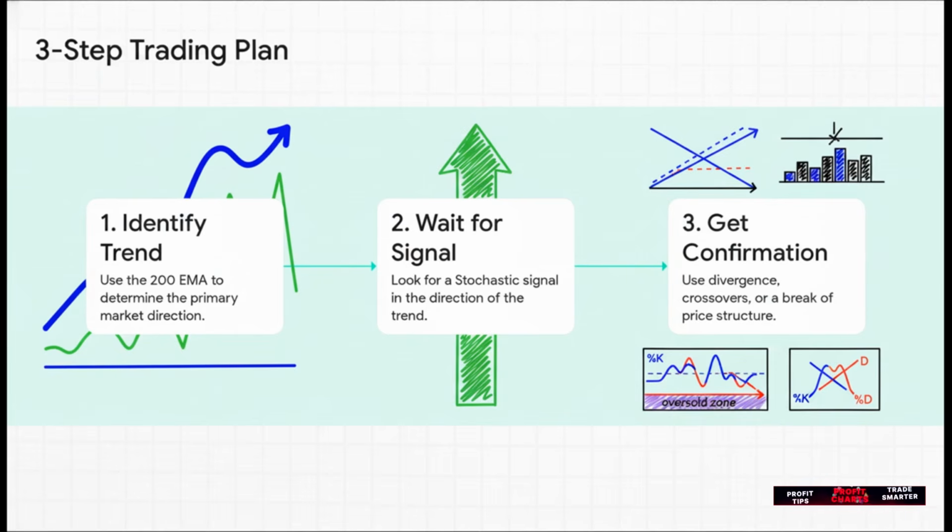Step 2, wait for the stochastics to give you a signal in the direction of that trend. So if we're in an uptrend, we're waiting for a pullback into that oversold zone. And step 3, you wait for confirmation. This could be a crossover of the lines, a bullish divergence, or the price breaking a key level.